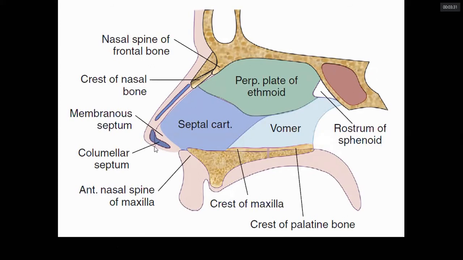So the septum begins here and it goes behind up to here. Okay, so this part is the columnar septum, and behind this lies the membranous septum, and all of this is the septum proper. So if you remember well, this columnar septum is formed by the medial crus of the alar cartilage. There are the upper lateral cartilage here and the lower lateral cartilage. This is the alar cartilage, which has a lateral crus and a medial crus on both sides. The medial crura of the left and right side come together and form the columella. So this columnar part is called the columnar septum.